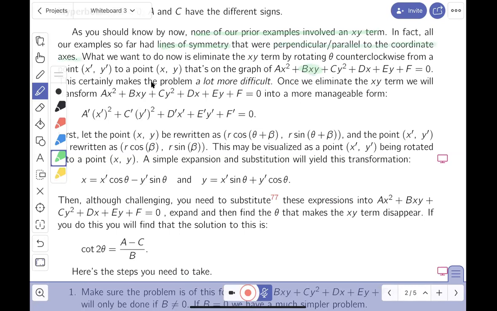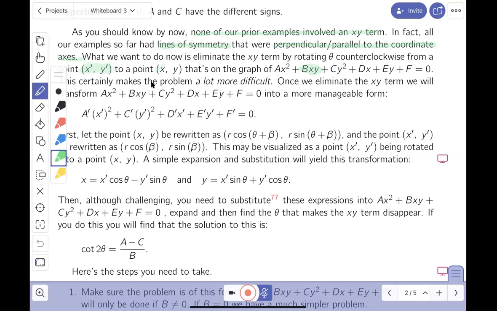So what we're going to do now is we start to realize these lines of symmetry now have become rotated. And I'm going to say rotated counterclockwise through some acute angle theta. All right. So what I want to talk about is we're going to transform it to another coordinate system that's been rotated.